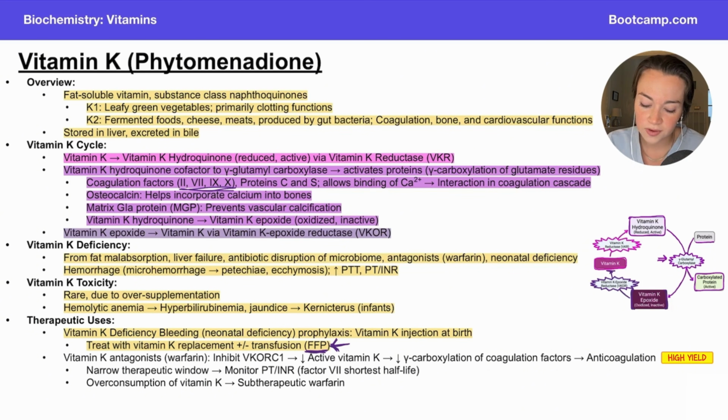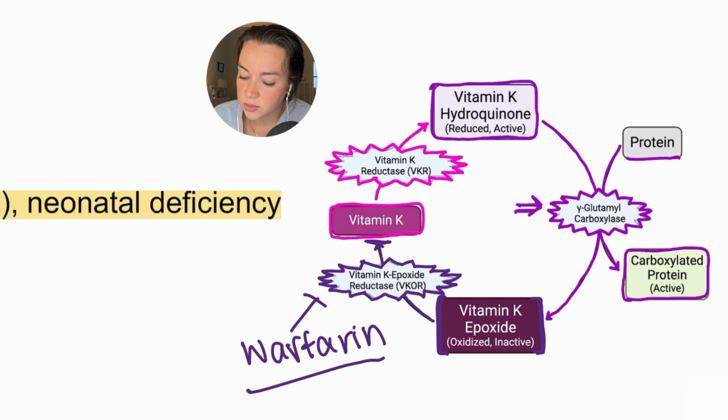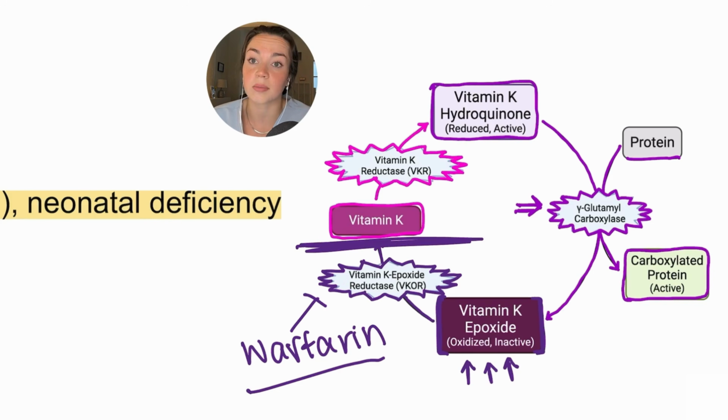Let's talk now about vitamin K antagonists. The famous drug that you must know is warfarin. The way that warfarin works is it inhibits the vitamin K epoxide reductase, that VKOR, specifically the C1 subunit. By inhibiting that VKOR C1 subunit, we will decrease the formation of active vitamin K. Right, if we zoom in, if we're blocking everything off here, we're trapping all of our vitamin K in this inactive vitamin K epoxide form.